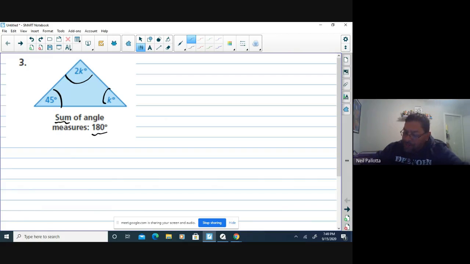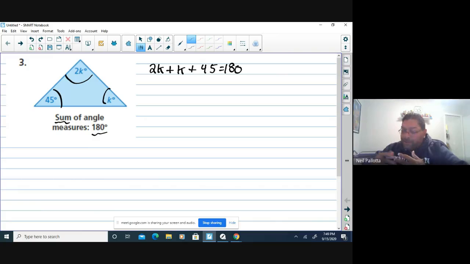So we write an equation that says that. We write something like 2 times k, which is 1 angle, plus k, which is the other angle, plus 45 has to be equal to 180 degrees. So first things first, we write the equation. And then once we write the equation, we want to combine our like terms. Well, what are like terms? Like terms are terms with the same variable, or like terms can be constants, meaning terms without variables.